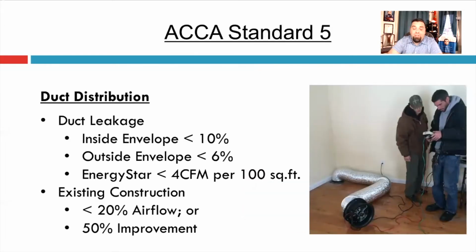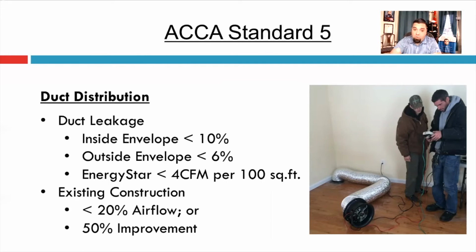Like duct distribution. So you need to measure duct leakage, not for the code purpose here, but to meet the ACA Standard 5. So if all of your ductwork is inside the building envelope, then you can leak less than 10% of the airflow and it passes, okay? So as an example here, if I had 1200 CFM for a 3-ton unit, this is just generic values, all right? Then I could leak up to 120 CFM. Anything more than that is going to be a problem. It's not going to pass the ACA Standard 5.